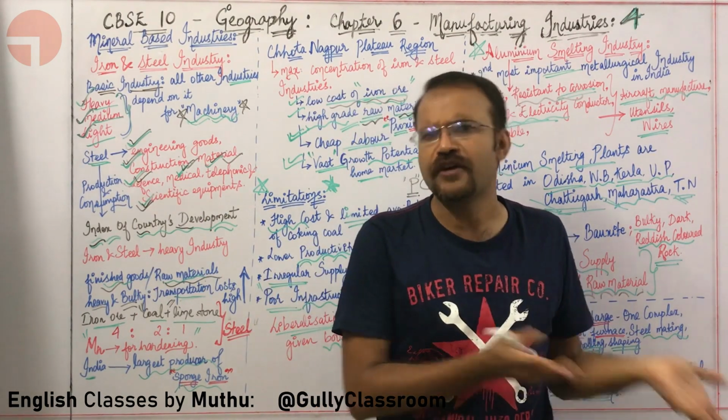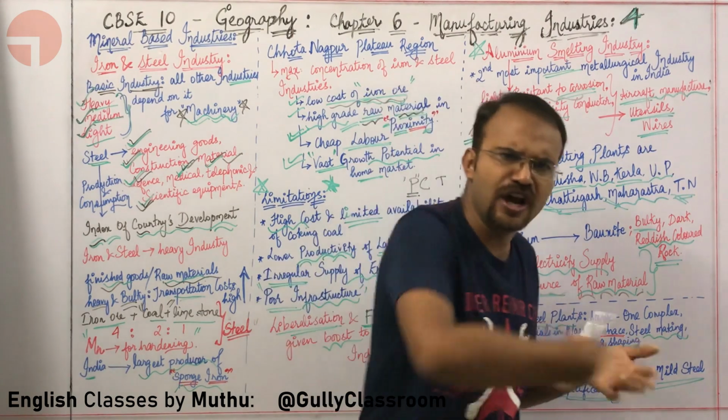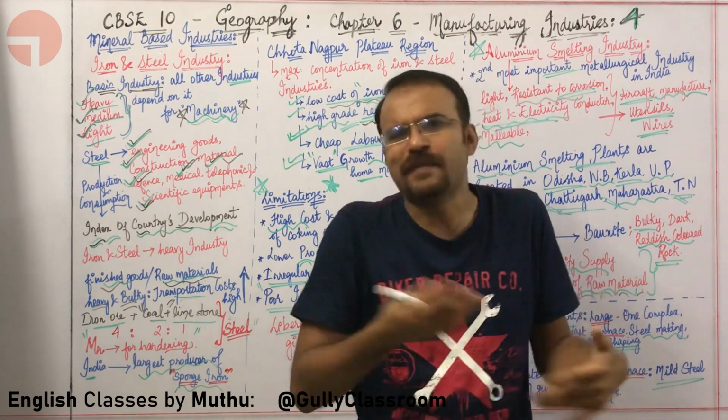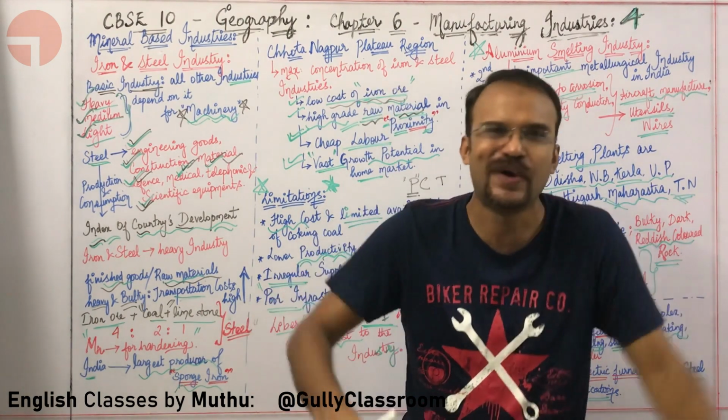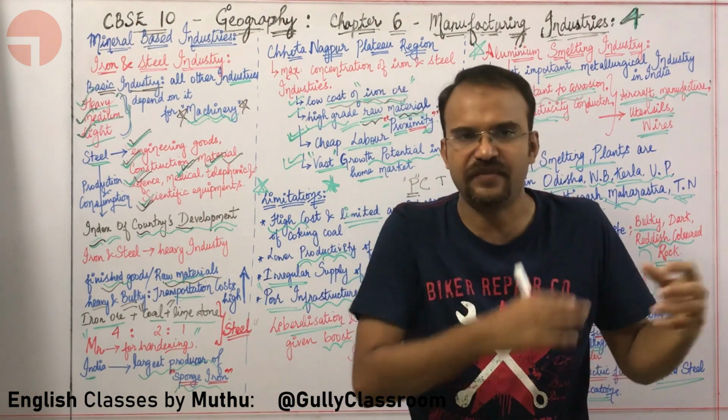What is the finished good of iron and steel industry? Obviously a lot of iron and steel, which is manufactured with the required quality, with the required density, with the required length and so on. So that is also going to be heavy.